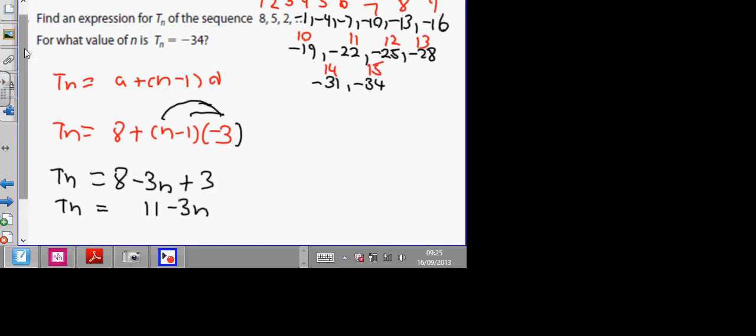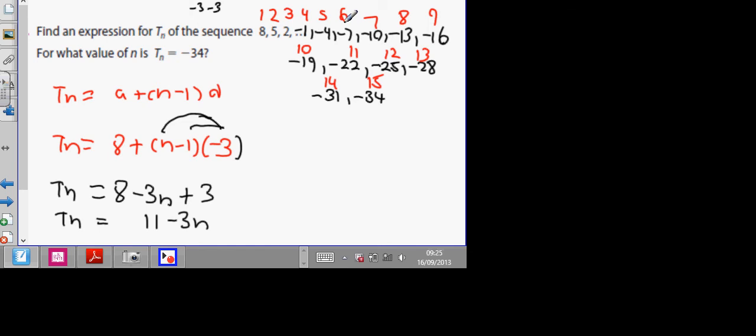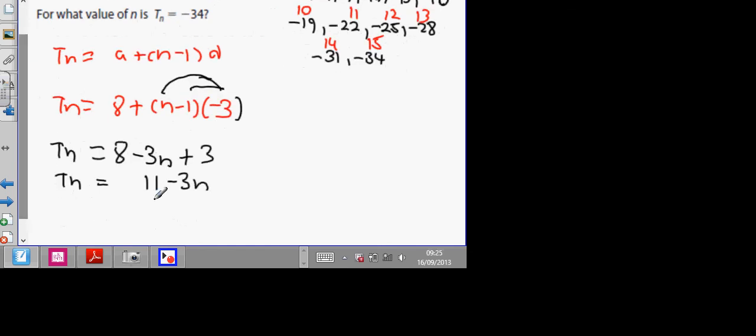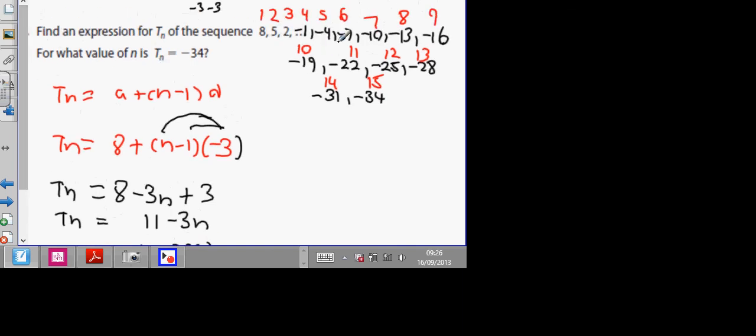So let's say, for argument's sake, I wanted to find out what T6 was. How do I find out what T6 is? Replace n with 6, and I'd get, this is not part of the question now, that's just me showing you how it works, 11 minus 18, which is -7. So does the formula work?